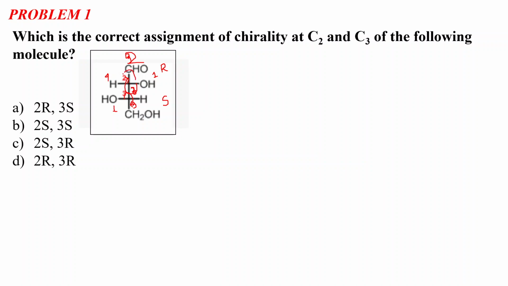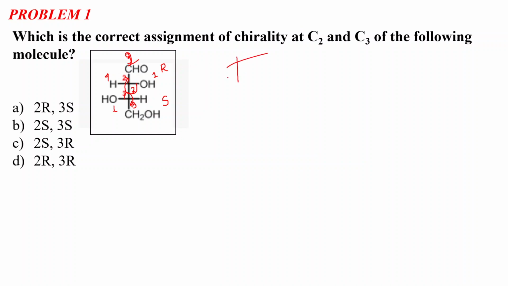So we go 1, 2 and 3, which is anticlockwise, and if we reverse it, the configuration will be R. Like I said, there are many ways of projecting molecules. There is one thing on which I also made a mistake: the aldehyde group has the higher priority, priority 2. There is a priority chart you can find in any stereochemistry book, showing which group has higher priority in the Fischer projection while doing RS nomenclature.